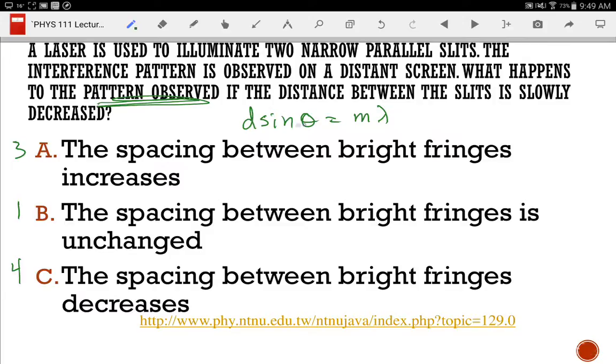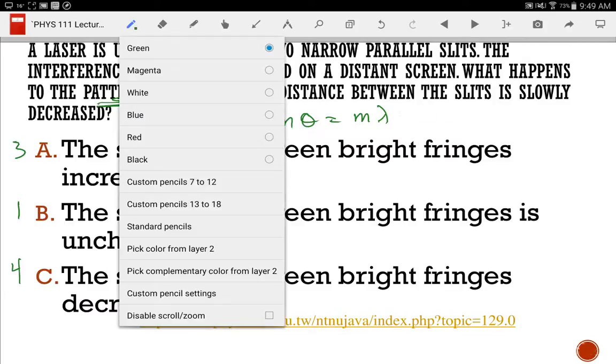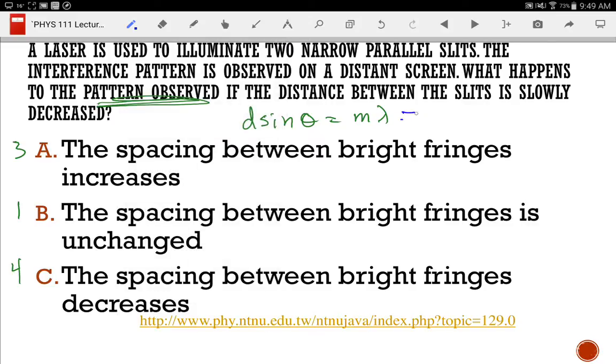So we look at this, we want to find what's going to happen to theta. So I'm going to actually solve this for theta so that we can focus on that variable. I'll start with sine theta is equal to m lambda divided by d. For small angles, theta is proportional to sine theta. So we'll just stick with the small angles and we'll be good, just saying what's going to happen to sine theta as d gets smaller. That's what the question was really asking.